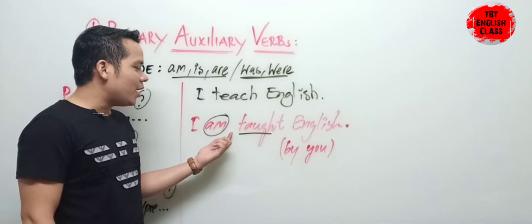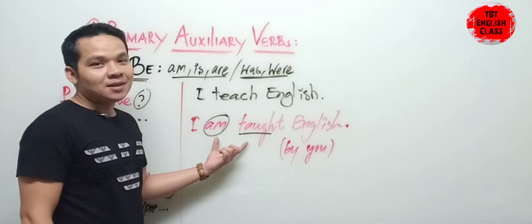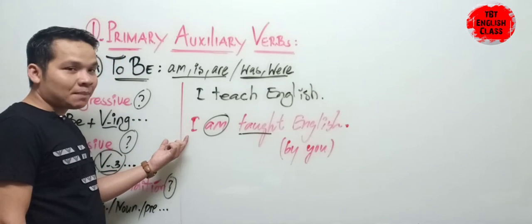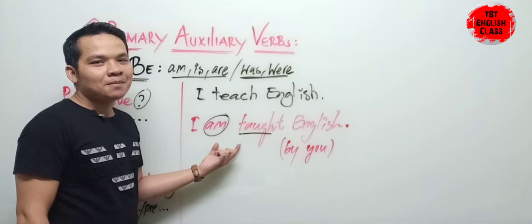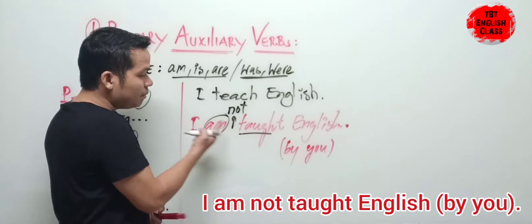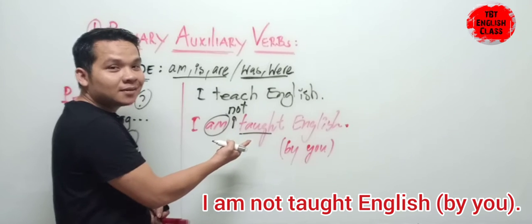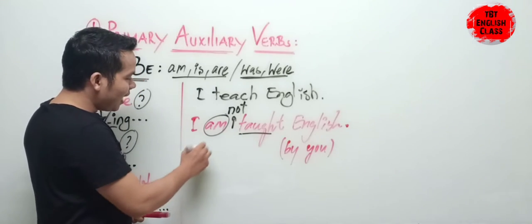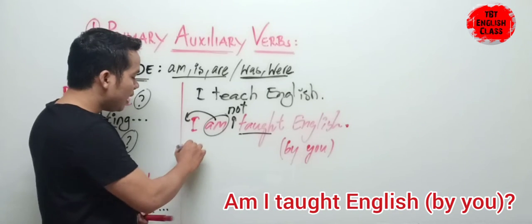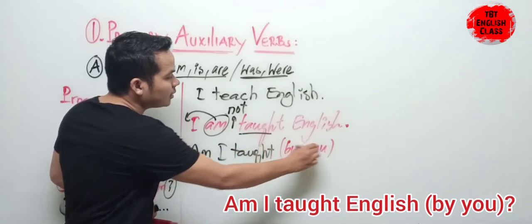We just add the adverb not in the middle of this verb be and main verb taught, and this sentence becomes negative. And when we move primary auxiliary verb be to present before the subject I, then it becomes question form. You can see, I add not here, in the middle of primary auxiliary verb be and main verb taught. So this sentence becomes negative. You get it? So when I want to change this sentence to a question, I just move verb be to before the subject, and then it becomes a question. I can say, am I taught, like that, and question mark.